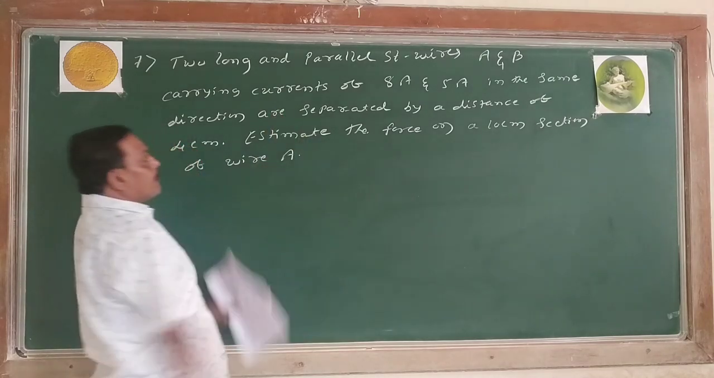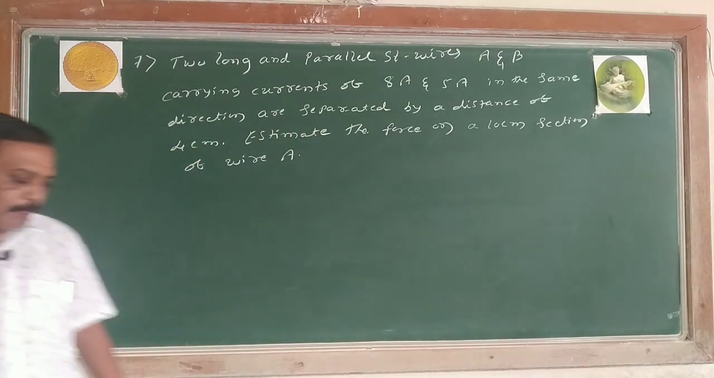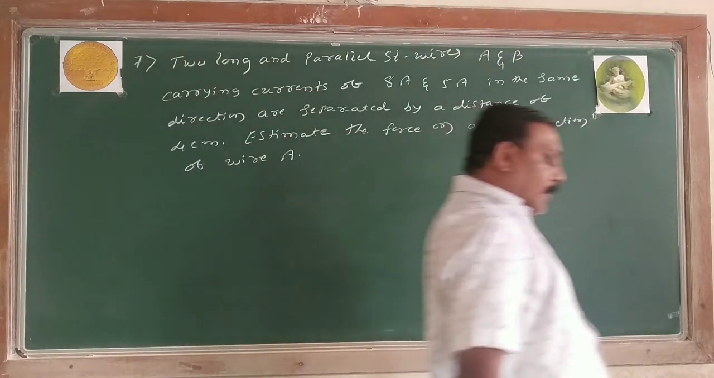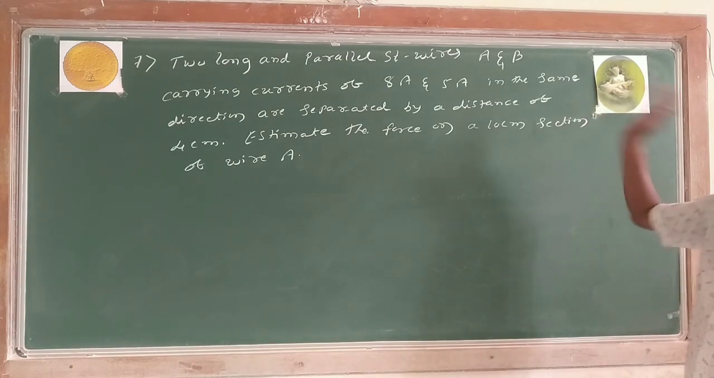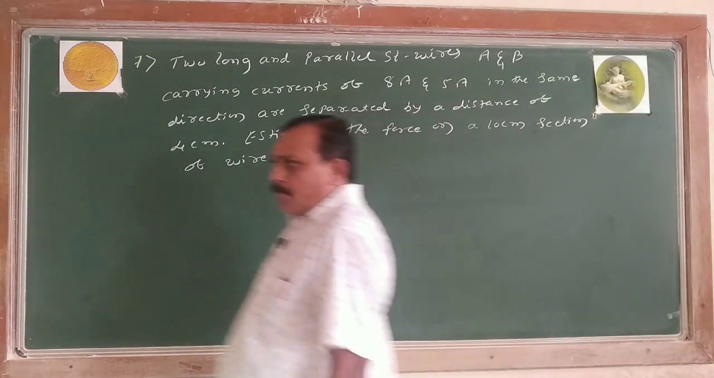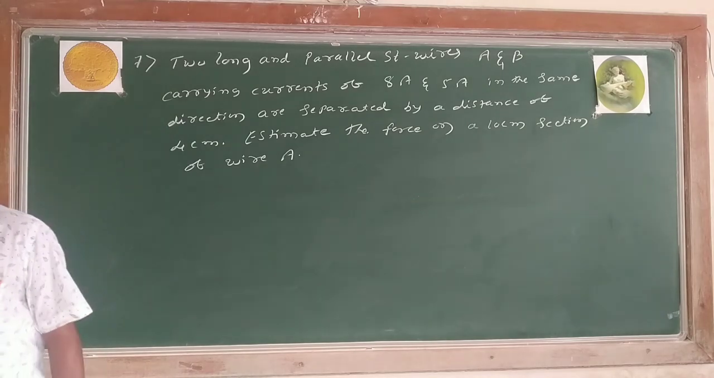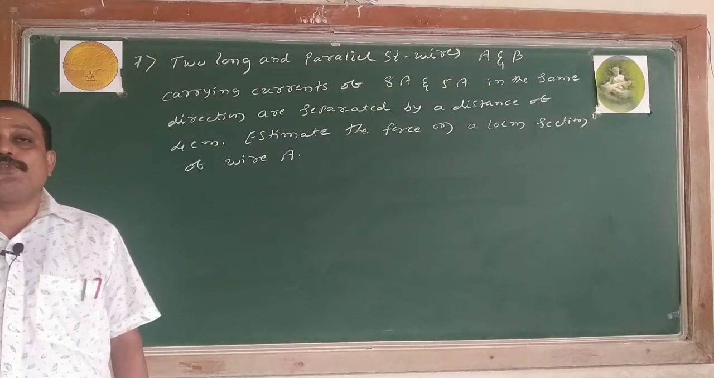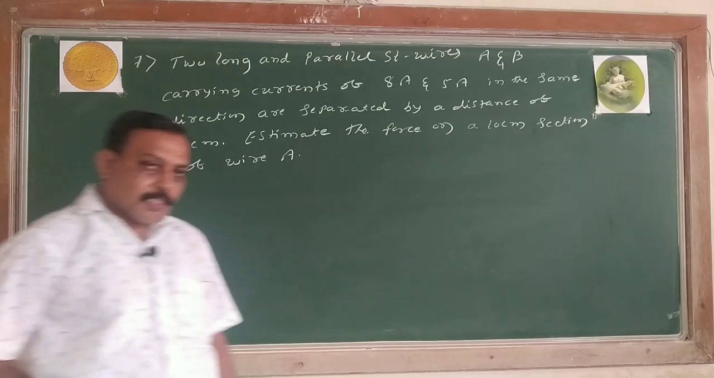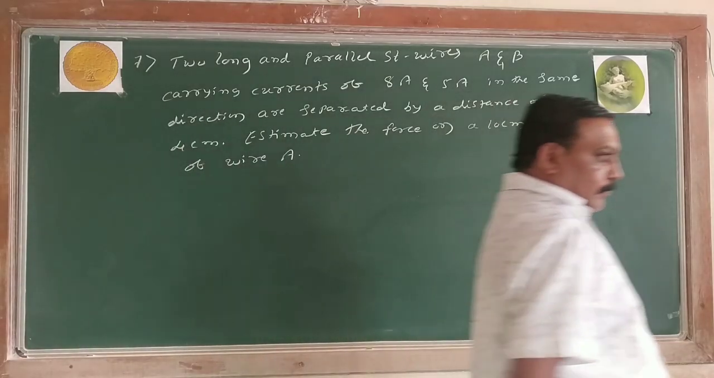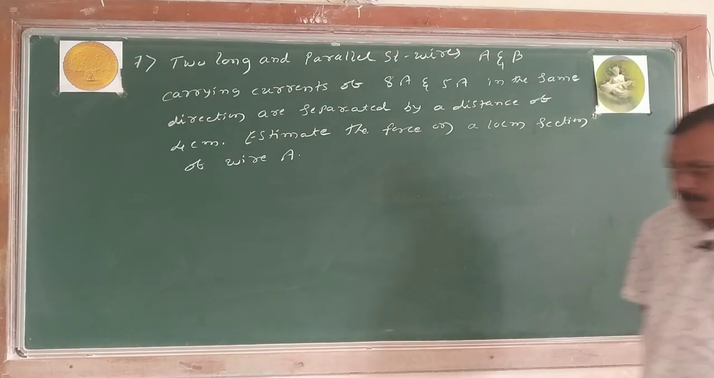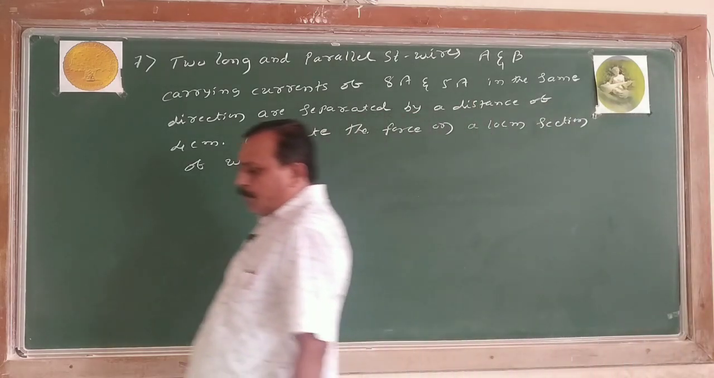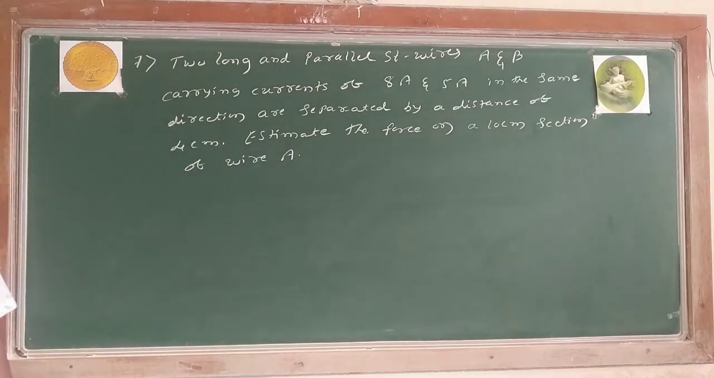Now this is our problem. The two parallel conductors separated by a certain distance and carrying the current in the same direction. When the two parallel conductors carry the current in the same direction, what is the nature of the force? The nature of the force is attractive. According to Ampere, like currents attract and unlike currents repel. These are the like currents. There is a force of attraction between the two parallel conductors. Our aim is to calculate the force on a 10 centimeter long section of wire A.